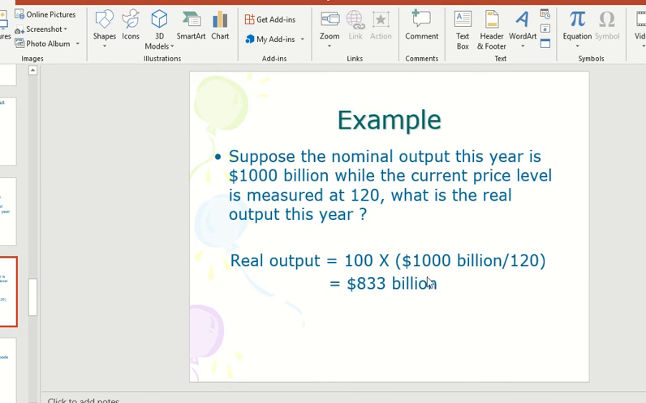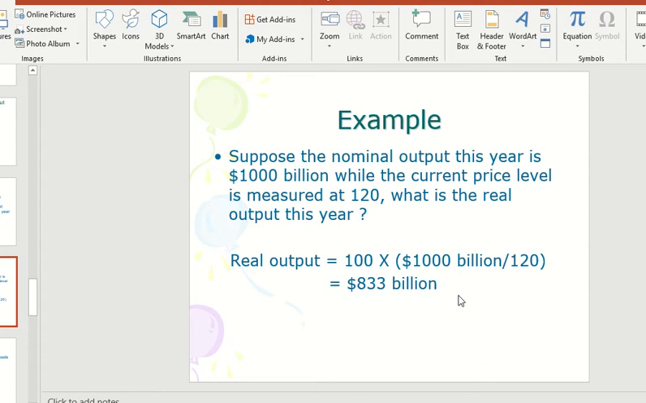We would take the nominal output of this year, divided by the price level of this year, 120, and then multiply the whole thing by 100. That's how we get the real output. Real output, or real GDP, is a very important indicator, more so than the nominal output, to policymakers. Policymakers tend to put more weight on real output than nominal output.